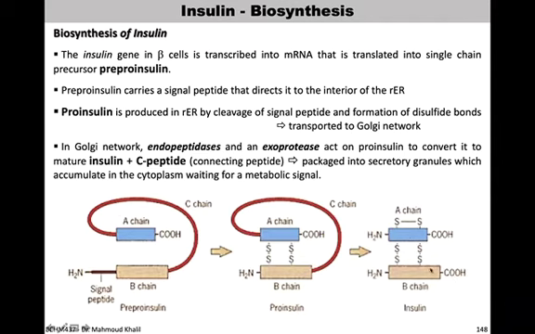In the Golgi network, two kinds of enzymes work on the proinsulin: the endopeptidase and the exoprotease. These enzymes cut the C chain to form the C peptide, which is a connecting peptide, and the mature insulin. And this insulin will be packaged into secretory granules and accumulate in the cytoplasm, waiting for the signal of high blood sugar level, which leads to its secretion into the blood.